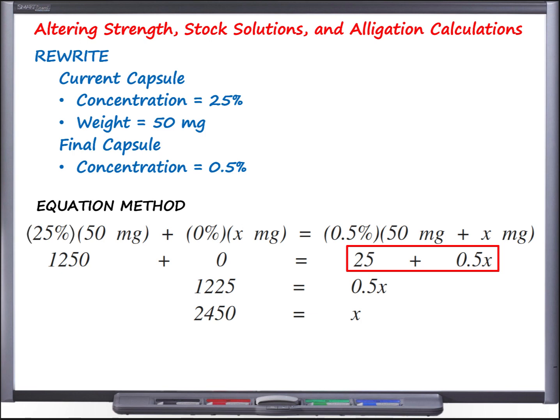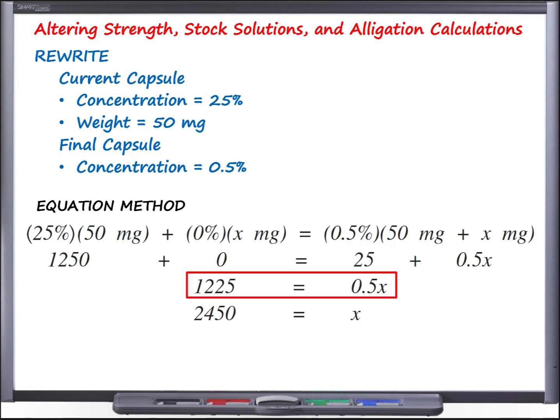Next, let's reduce this by subtracting 25 from both sides. So if we do that, then on the left-hand side, we would have 1225, and that would equal just 0.5X.